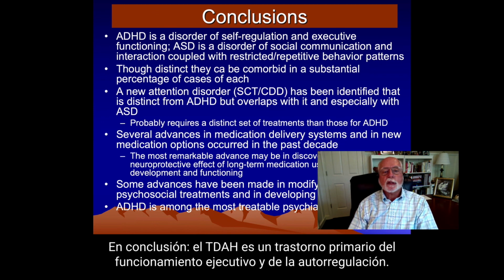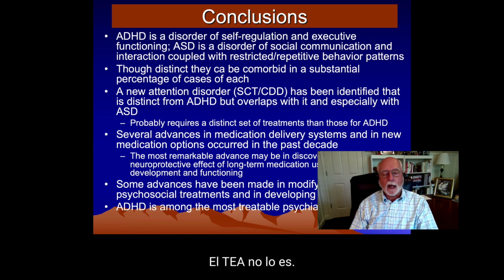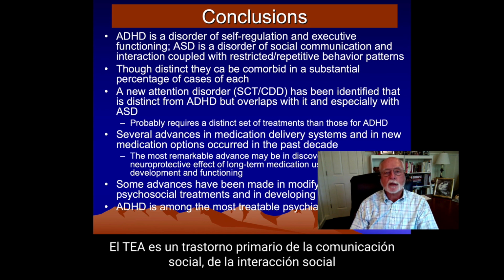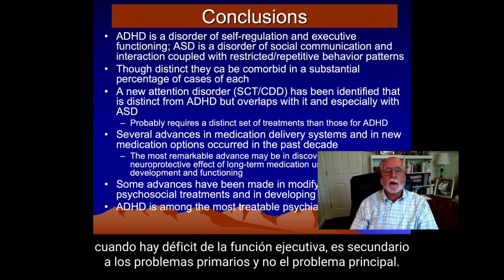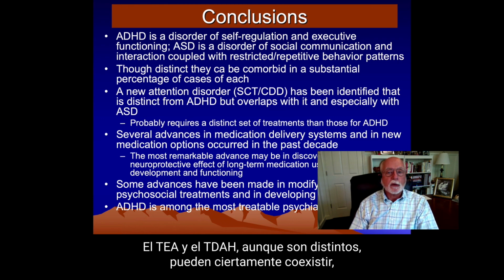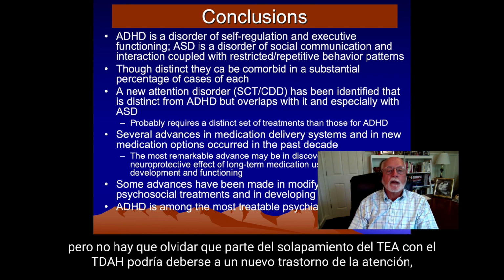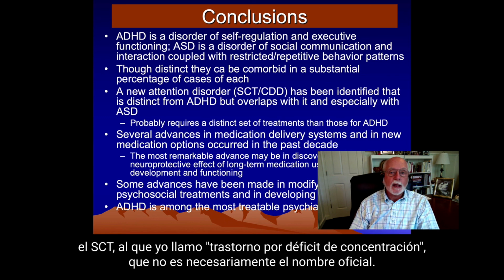So to conclude, ADHD is a primary disorder of executive functioning and self-regulation. ASD is not. It's a primary disorder of social communication, social interaction, and often coupled with restrictive and repetitive interests. Where there are executive function deficits, they are secondary to these primary problems and not the primary problem in their own right. Though distinct, these disorders can certainly coexist with each other. But don't forget, some of the overlap of ASD with ADHD might be driven by the discovery of the new attention disorder, SCT, or what I have called concentration deficit disorder, though that's not necessarily the new name that it will be given by the end of this year.